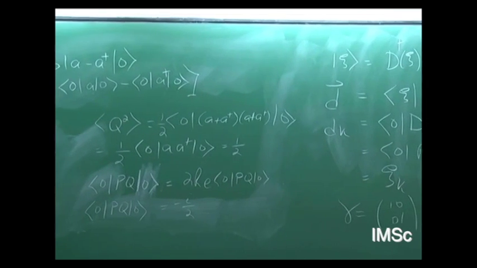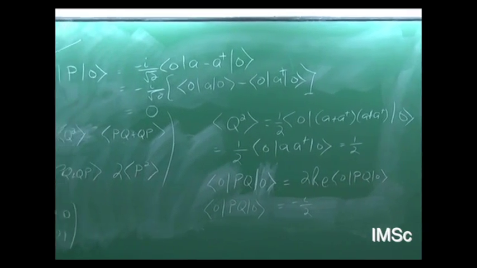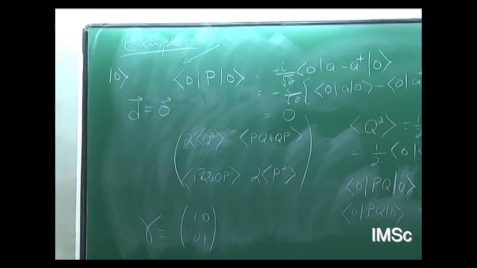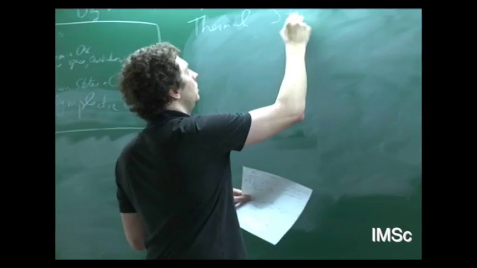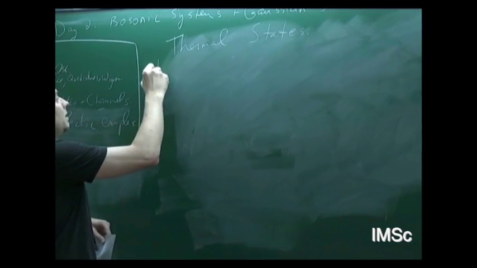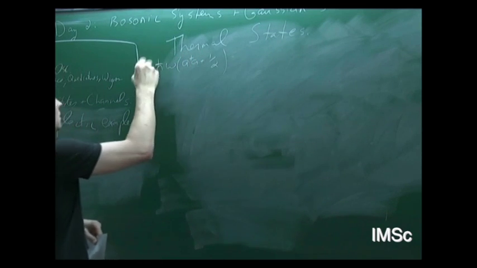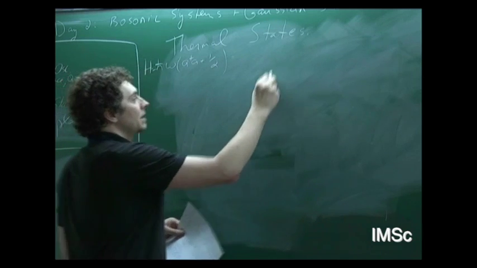So now, I want to do a third example. We've been talking about pure states so far, but I want to talk about a mixed state, a sort of mixed state that came up in Fernando's talk yesterday, thermal states. So I have a Hamiltonian associated with my system, right? It's just this guy. And a thermal state has some temperature associated with it, and it looks like this.